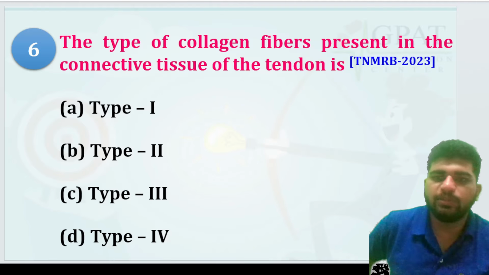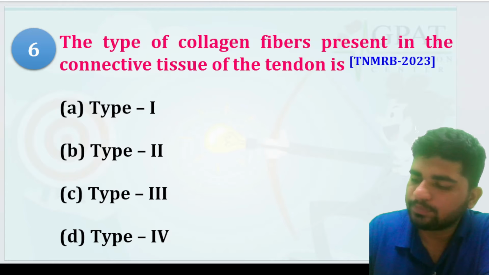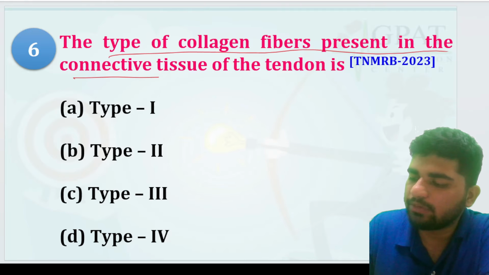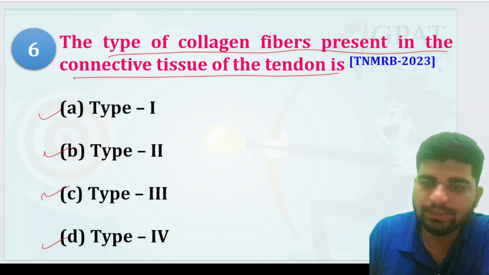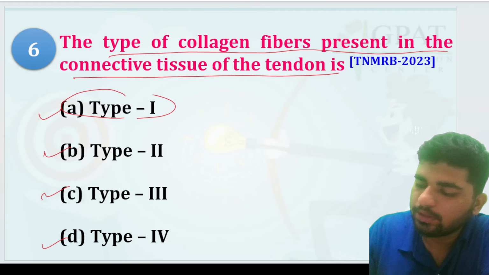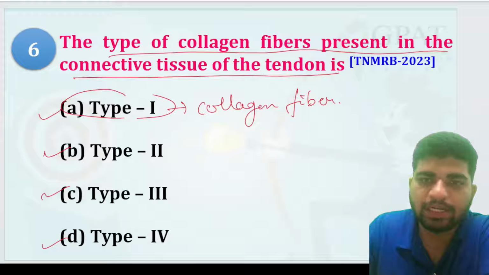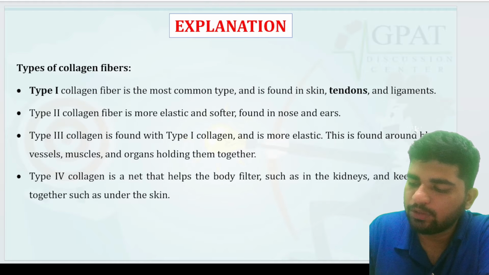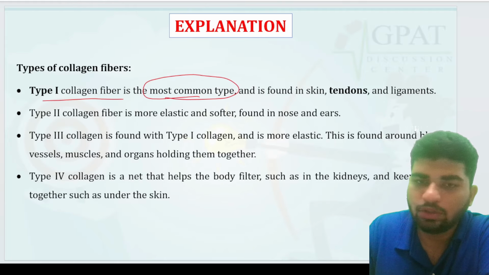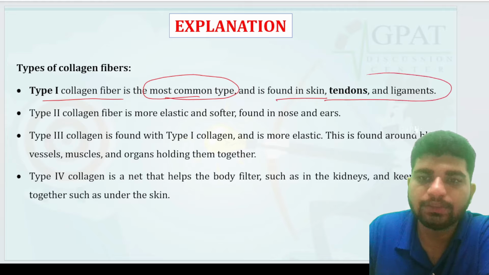The type of collagen fibers present in the connective tissue of the tendon is type 1, type 2, type 3, or type 4? It is type 1 collagen fiber. Type 1 collagen fiber is the most common type, found inside the skin, tendons, and ligaments.